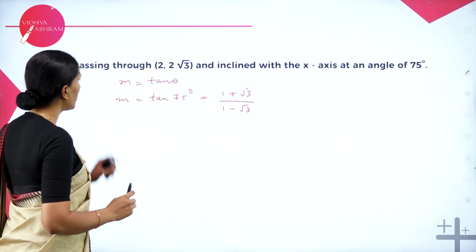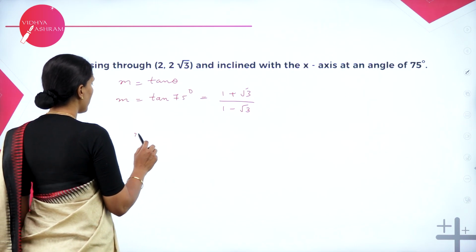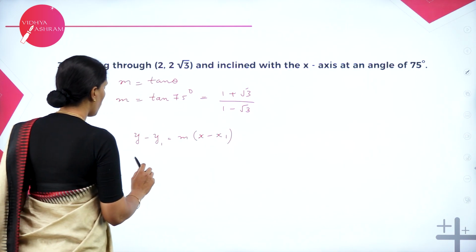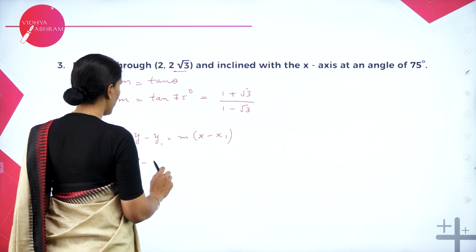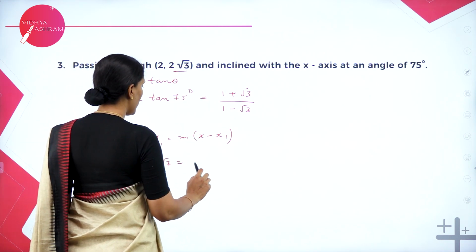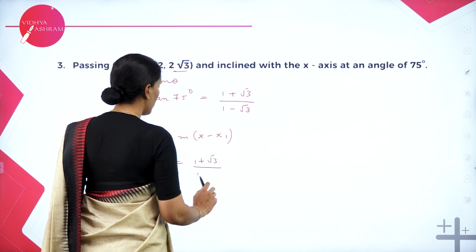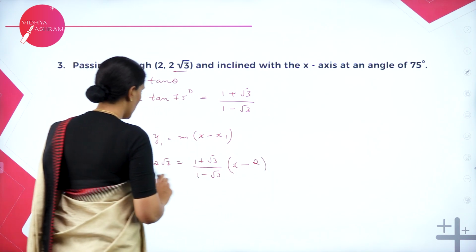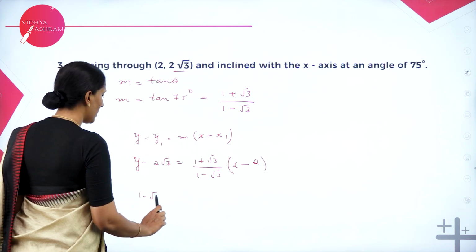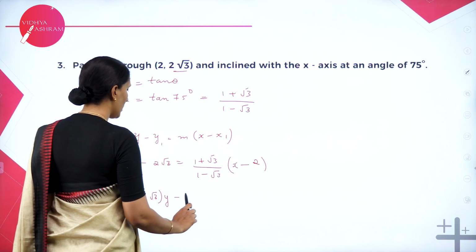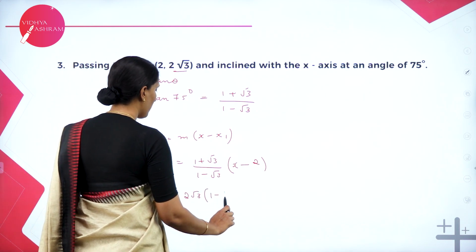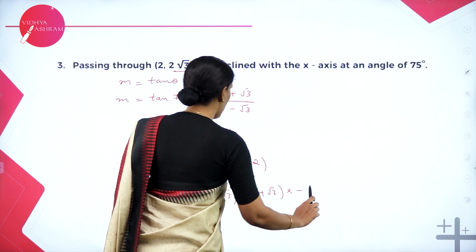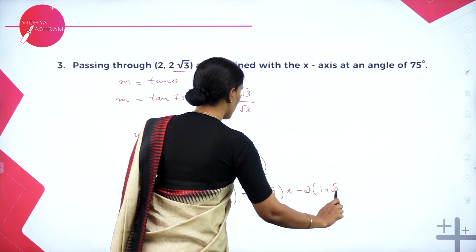Now if we substitute in the point slope form, we have y minus y1 is equal to m into (x minus x1). So y minus y1, which is 2 root 3, is equal to m, which is (1 plus root 3) divided by (1 minus root 3), into x minus x1, which is 2. So we will get (1 minus root 3) into (y minus 2 root 3) is equal to (1 plus root 3) into (x minus 2).